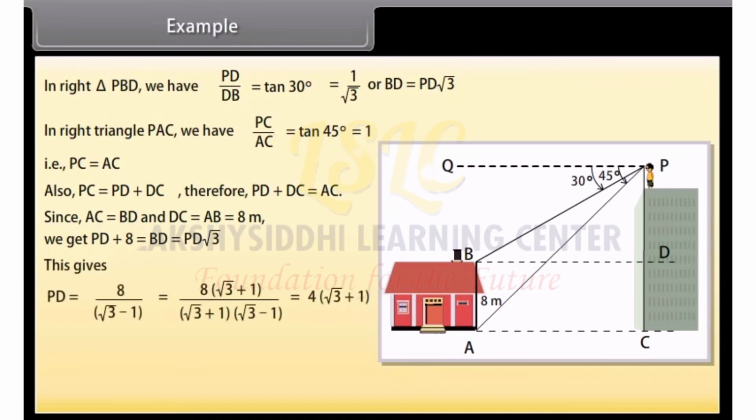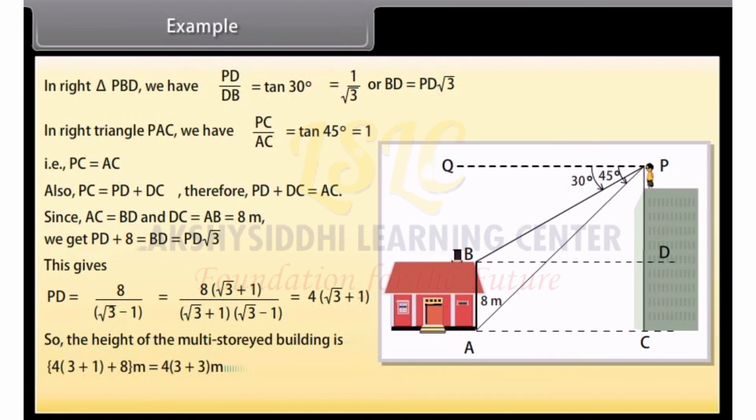This gives PD is equal to 8 upon square root 3 minus 1, which equals 8 into square root 3 plus 1, whole upon square root 3 plus 1 into square root 3 minus 1, which is equal to 4 into square root 3 plus 1 meters. So the height of the multi-storied building is 4 into square root 3 plus 1 plus 8 meters, which is equal to 4 into square root 3 plus 3 meters. And the distance between the two buildings is also 4 into square root 3 plus 3 meters.